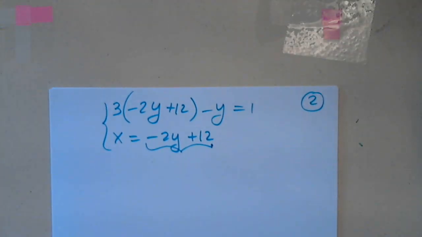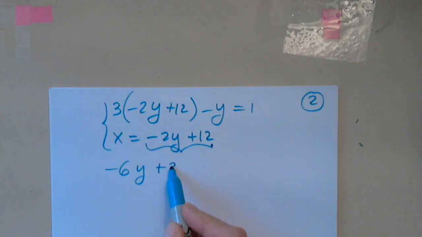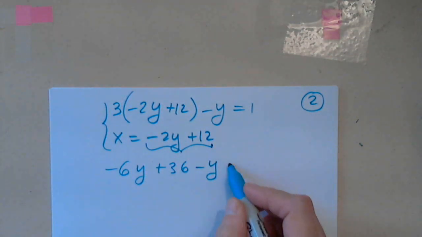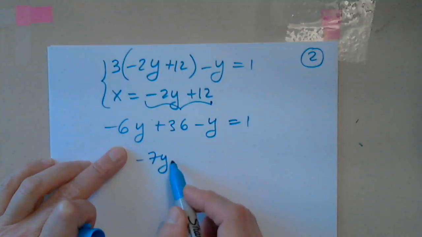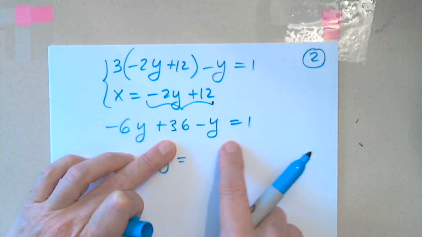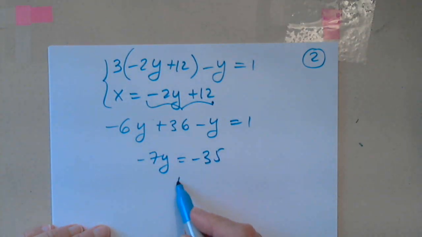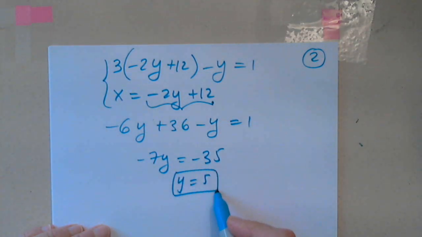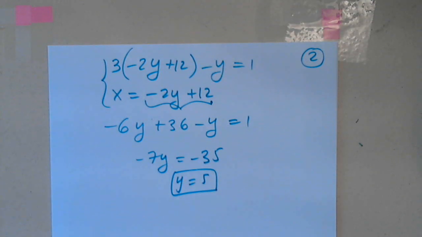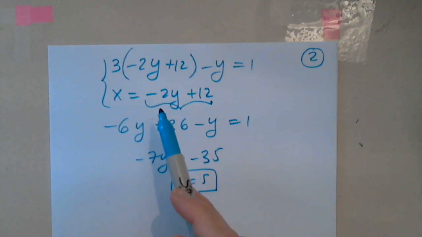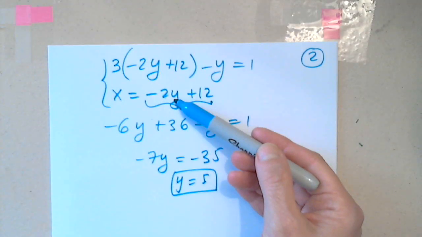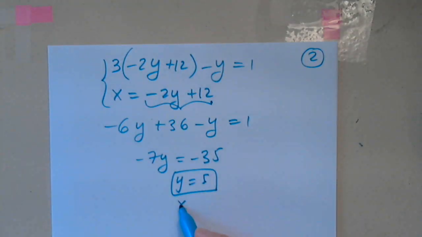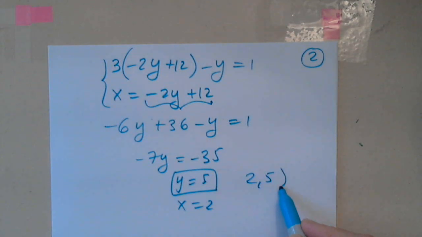Okay, we'll see. So I will distribute. I get negative 6y plus 36 minus y equals 1. Combine like terms, negative 7y. Bring this over, negative 35, so y is 5. I go back to the substitution, which is this right here, with 5. Negative 10 plus 12, x is 2. And we get the same solution.